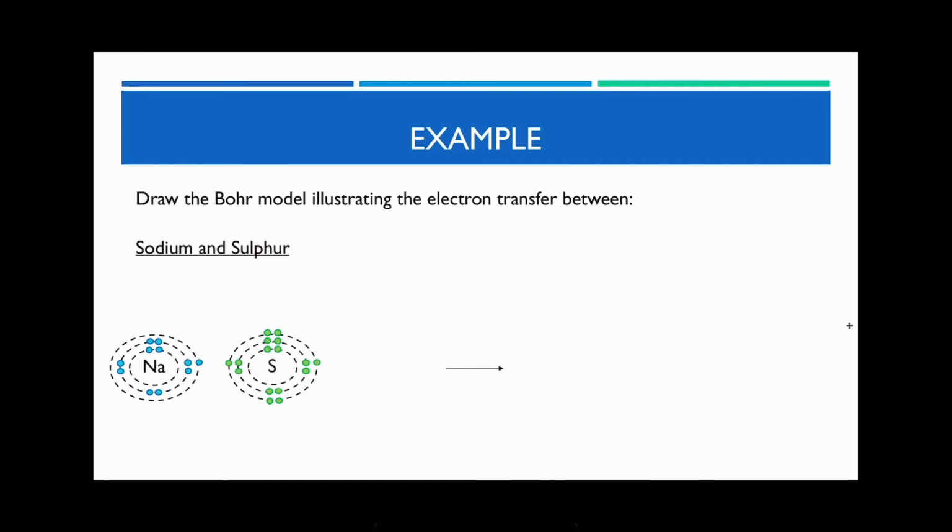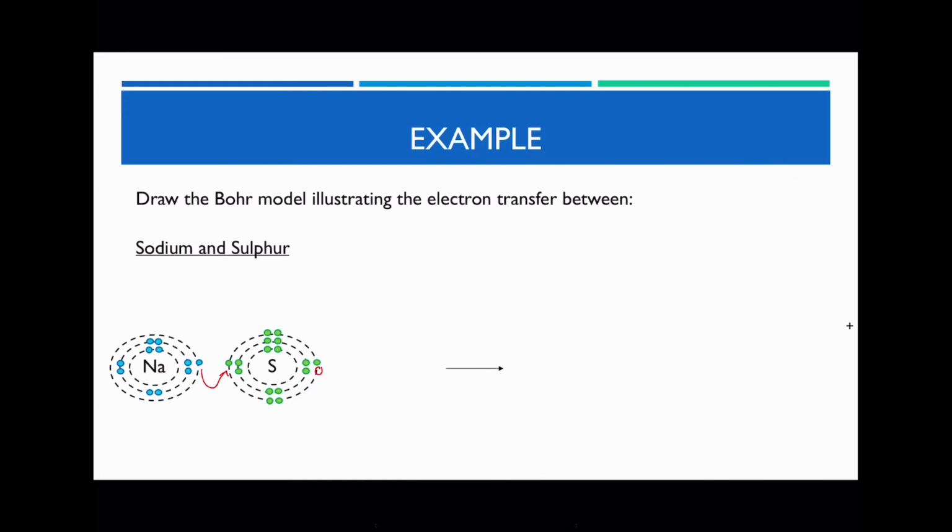Now, if I also show the electron transfer process, we know that this sodium atom wants to lose its electron, so it will donate its electron over to sulfur. Sodium is happy because it will now have a full outer shell since it's lost that electron. However, sulfur is not happy at all because it needs 1 extra electron in order to complete its outer shell.